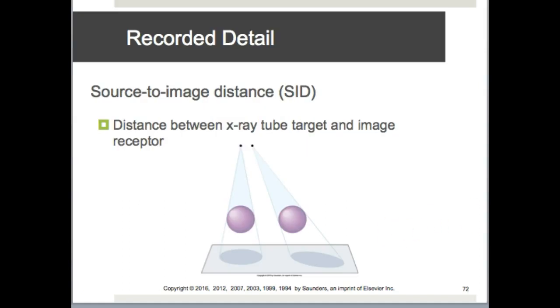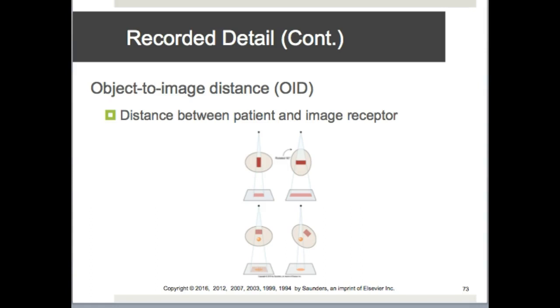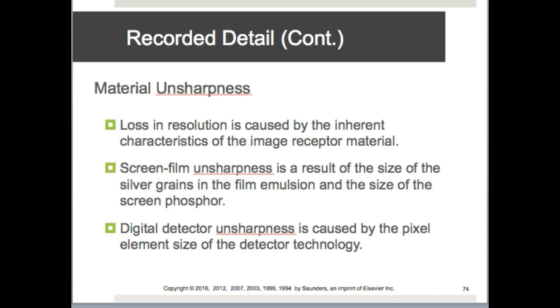All right, source to image distance, SID, the distance between the X-ray tube and the image receptor. So you want to make sure that you have the furthest distance. It will give you a straighter beam going through the anatomical part. And here, the distance between the patient and the image receptor, so your OID: the further away the part is from the image receptor, you're going to have magnification. With magnification, you lose your detail. So we want to keep the OID as short as possible, SID as long as possible.